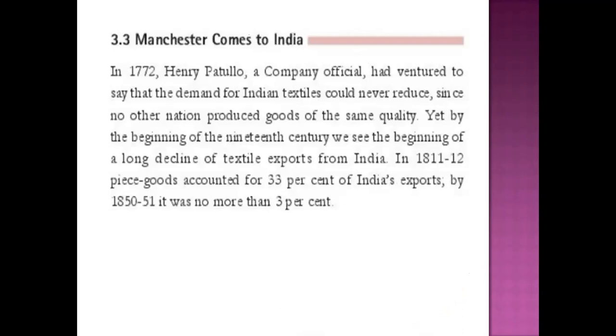Next, Manchester came to India. In 1772, Henry Patullo, a company official, ventured to say that the demand for Indian textiles could never reduce, since no other nation produced goods of the same quality. So he appreciated that our country's goods were very good. Yet by the beginning of the 19th century, we see the beginning of a long decline. In 1811-12, the piece goods share went from 33% to 3%.